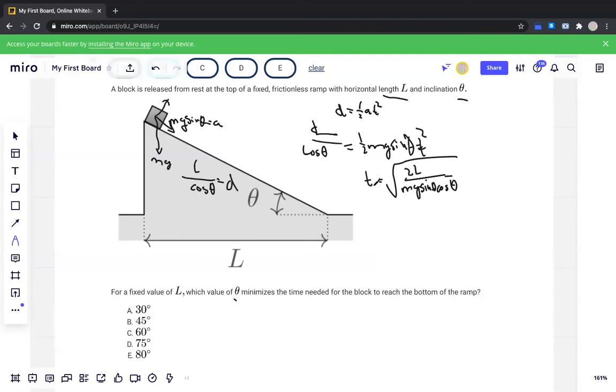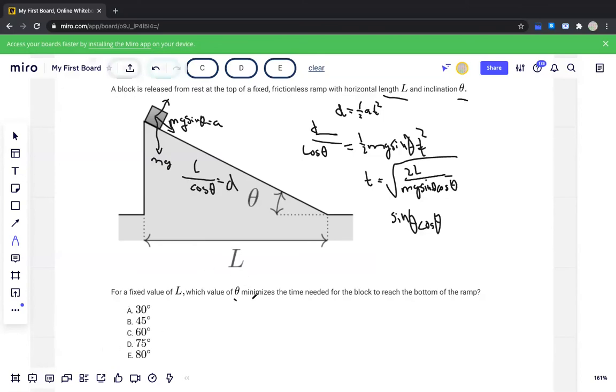We want to find what value of theta minimizes the time for the block to reach the bottom of the ramp. So if we want to decrease t, we want to increase the denominator, because increasing the denominator will decrease the time. So we want to find the maximum value of mg sine theta cosine theta. And m and g are fixed, so we already know the values of m and g. So we just need to find the maximum value of sine theta times cosine theta. We want to see what value of theta maximizes this. So there's two ways you can do this. You can just plug in the answer choices into this sine theta cosine theta and see which one is the largest. And if you do this, you get 45 degrees.